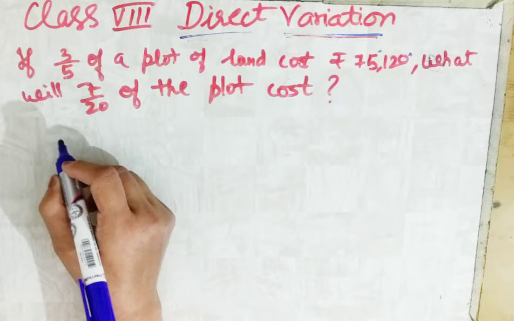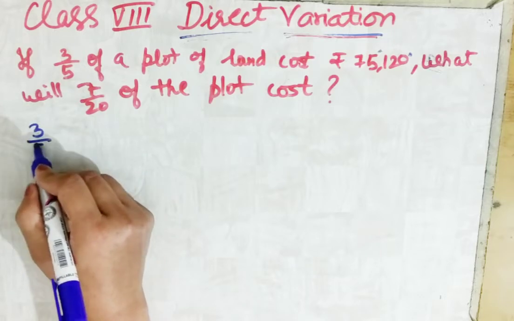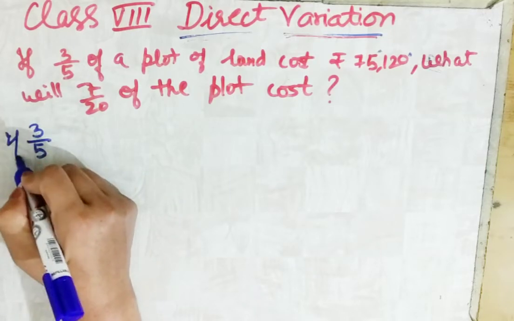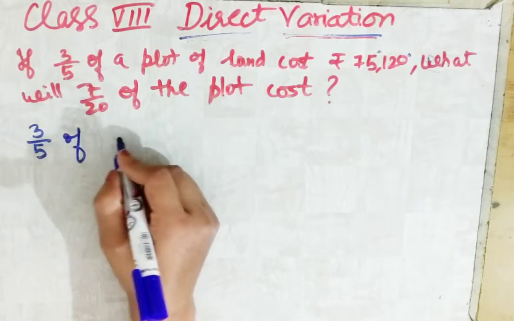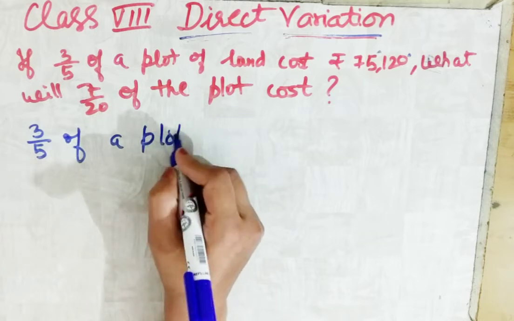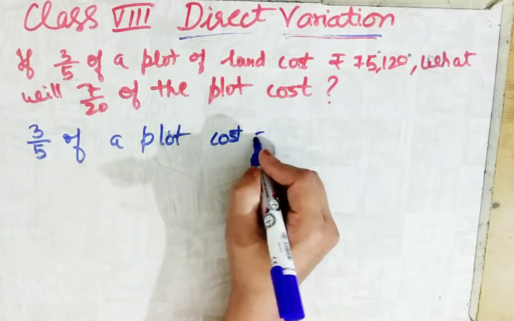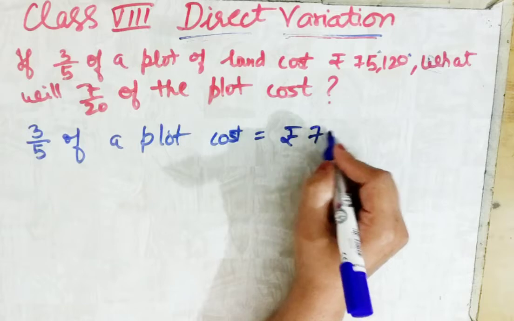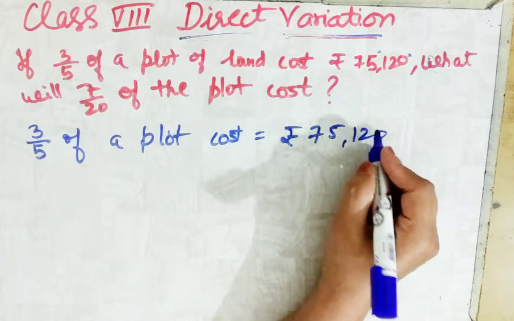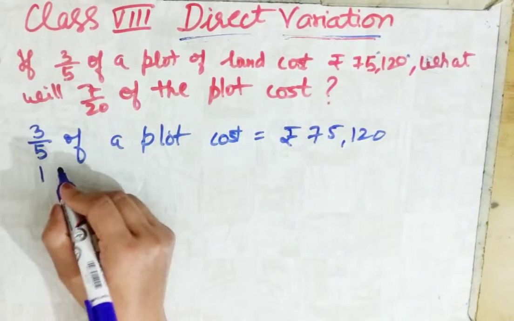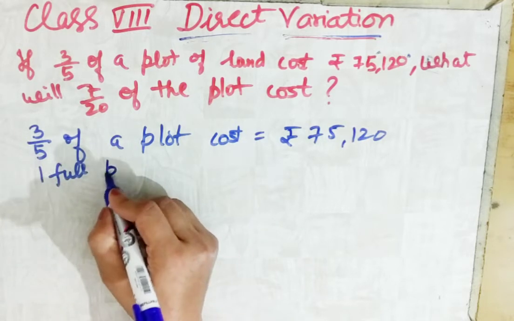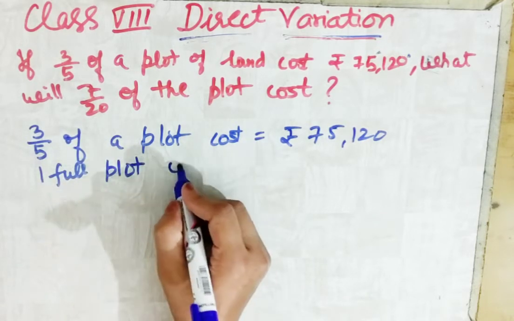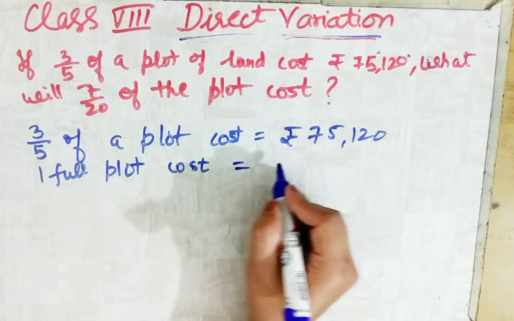I will be solving this question by a different method. So we write 3 by 5. We are given 3 by 5 of a plot costs us rupees 75,120. Right? One full plot. If we have to buy the full plot, so one full plot will cost us how much?